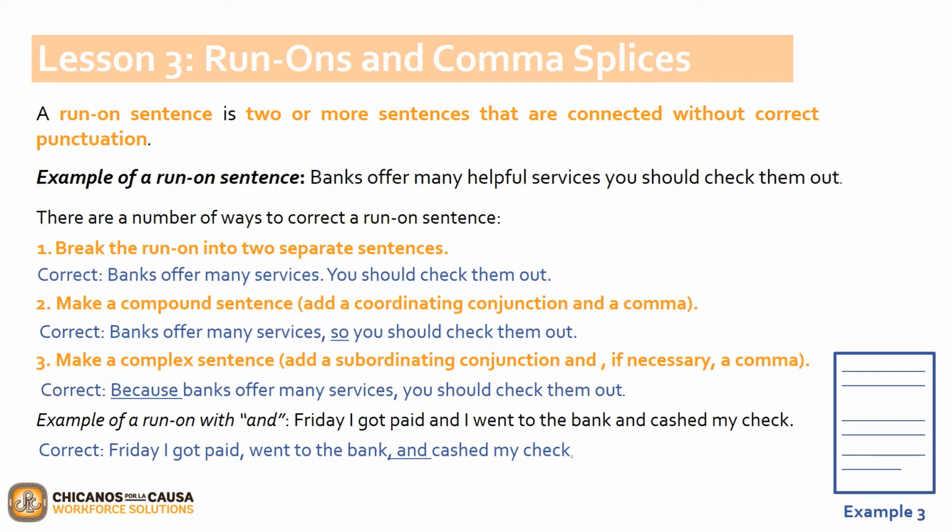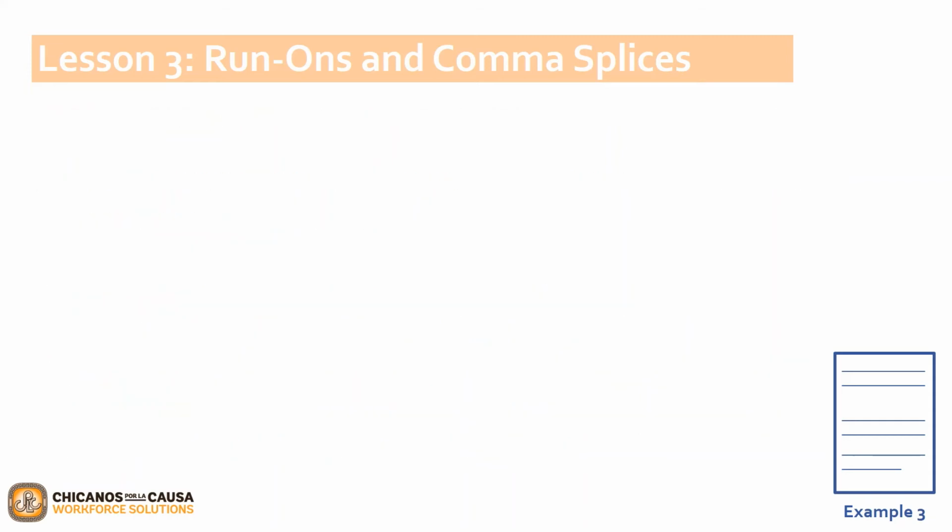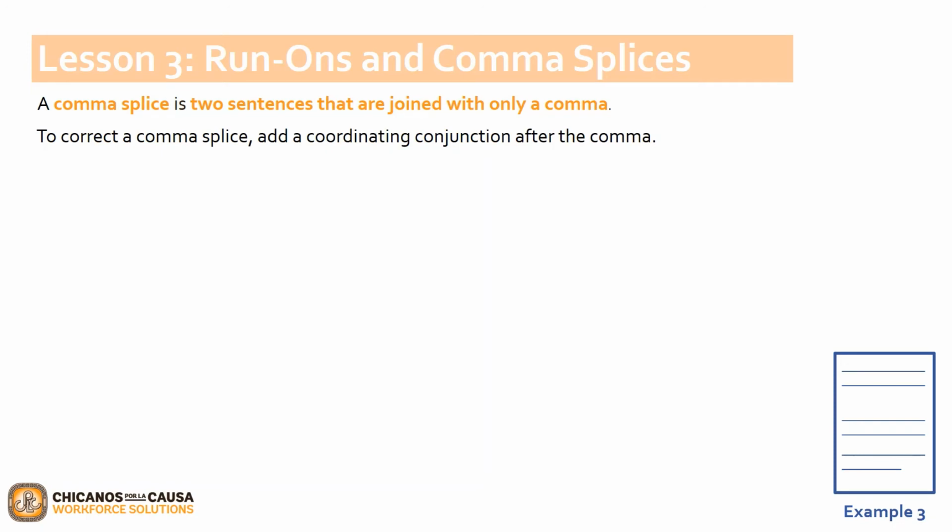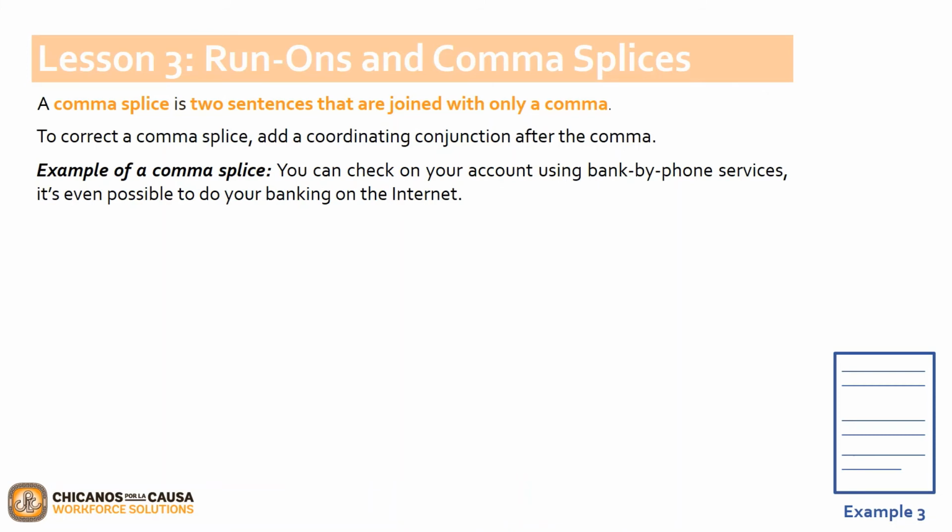Now that we talked about run-on sentences, let's move ahead with comma splices. The second type of error that people make when they write is called a comma splice. A comma splice is two sentences that are joined with only a comma. To correct a comma splice, add a coordinating conjunction after the comma. An example of a comma splice would be, you can check on your account using bank by phone services, it's even possible to do your banking on the internet.